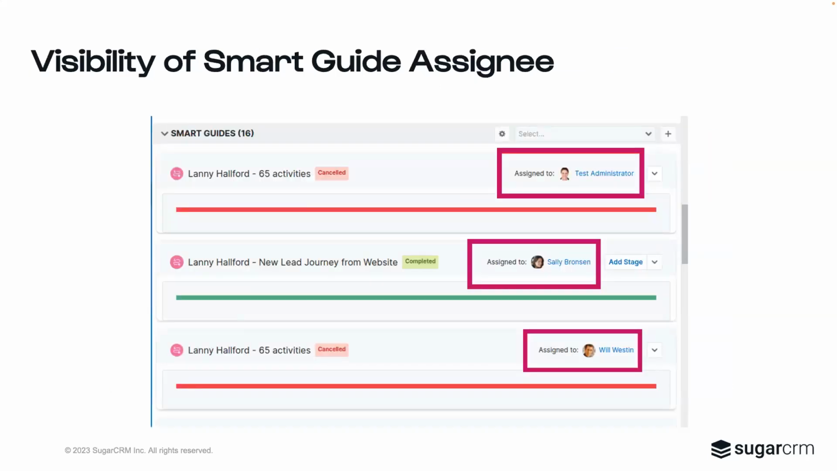Another small update, but one that you as customers were asking for, is the visibility of the Smart Guide assignee. The primary owner or the assigned user's name and avatar show up at the top of the Smart Guide when you're viewing it within the record view. So it's very easy to see. This information was reflected previously, but you had to expand the Smart Guide view and it was a little bit more hidden. It's much more front and center now so that you're able to see who that Smart Guide is assigned to by just looking at the avatar and name there.